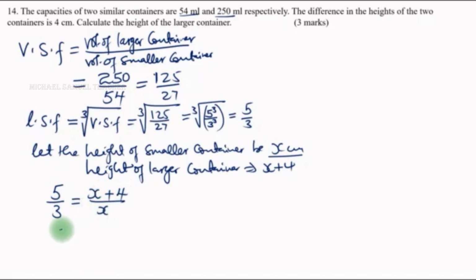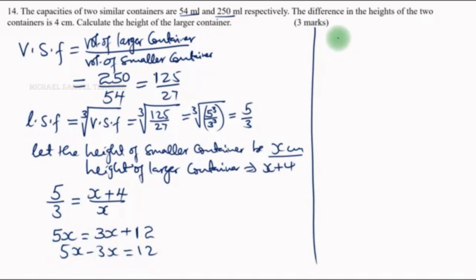Cross multiply, we get 5x is equal to 3 times x, that is 3x, plus 3 times 4, that is 12. Therefore 5x minus 3x is equal to 12, and 2x is equal to 12. Therefore x is equal to 6 centimeters.